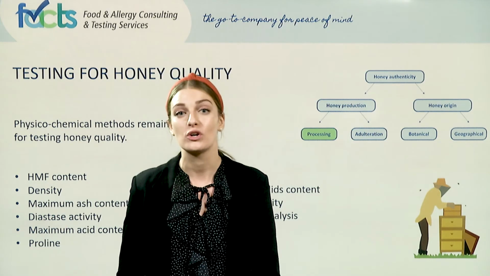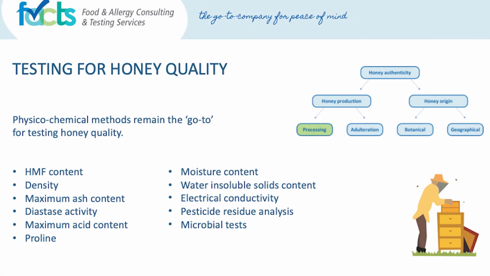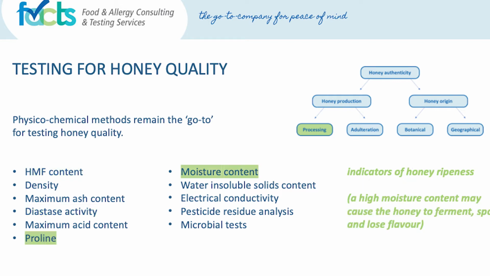Physicochemical methods remain the go-to for testing honey quality. The tests represented on the screen are the most common, and each of them tell us something different about a honey sample. So for example, HMF content and diastase are indicators of overheating or prolonged storage. Proline and moisture content indicates honey ripeness, and moisture content specifically is important for shelf life, as a high moisture content may cause the honey to ferment, spoil, and/or lose flavor.